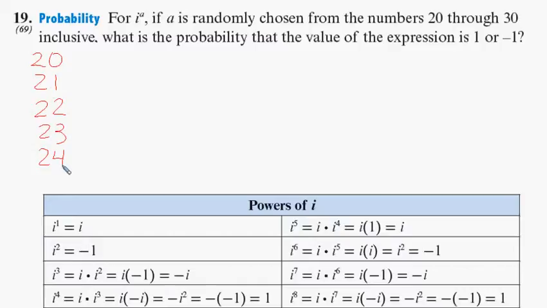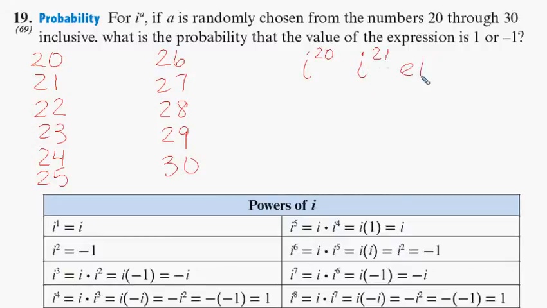25, 26, 27, 28, 29, and 30. Okay, so what is the probability that the value of the expression is 1 or negative 1? So essentially what we're saying here is, what if i is raised to the 20th power, if i is raised to the 21st power, and so on. So that's what we're talking about, i to the 20th, i to the 21st, etc. So make sure you understand that.